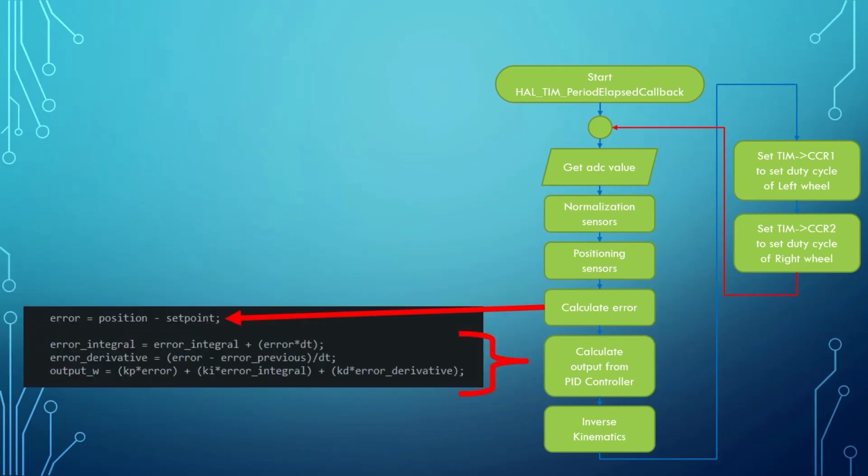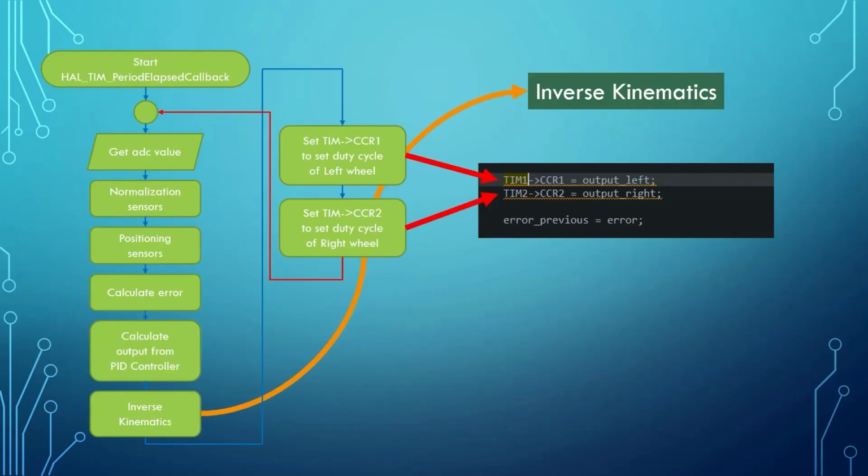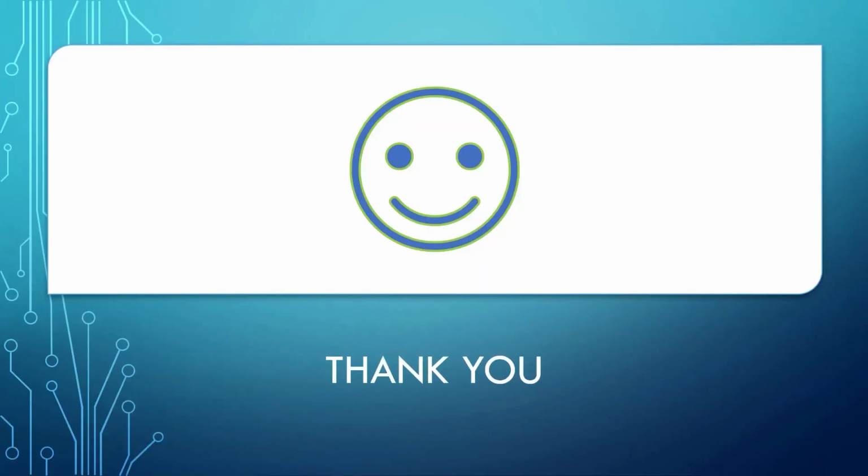The next tool is a calculator. As I said, use the position that we got from the previous one. Then the PID calculator. With this equation, the error integral and error derivative at the output, it will calculate and send the information to the inverse kinematics. So at the inverse kinematics, it will control the output of the motor, left and right. Okay, and that's all of it. Thank you.